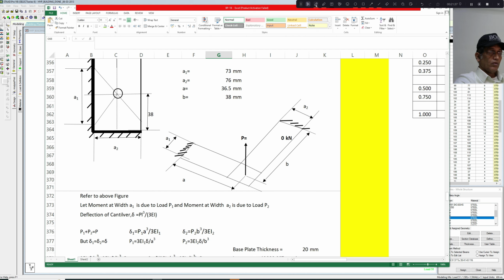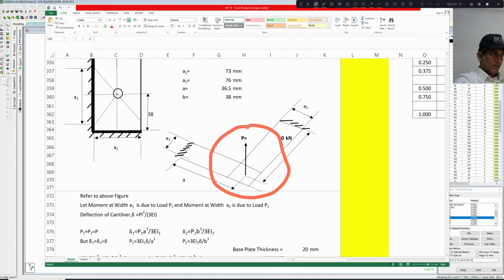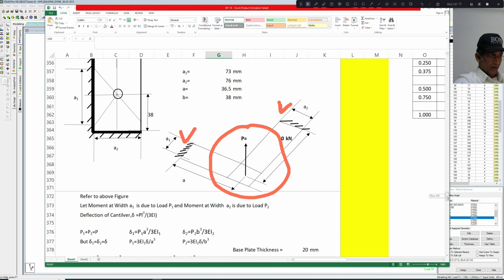So this has been derived from the fundamentals, and the effective width resisting, A1 and A2, has been taken from AISC. So from this fundamental, whatever thickness is required to resist the tension has been arrived.